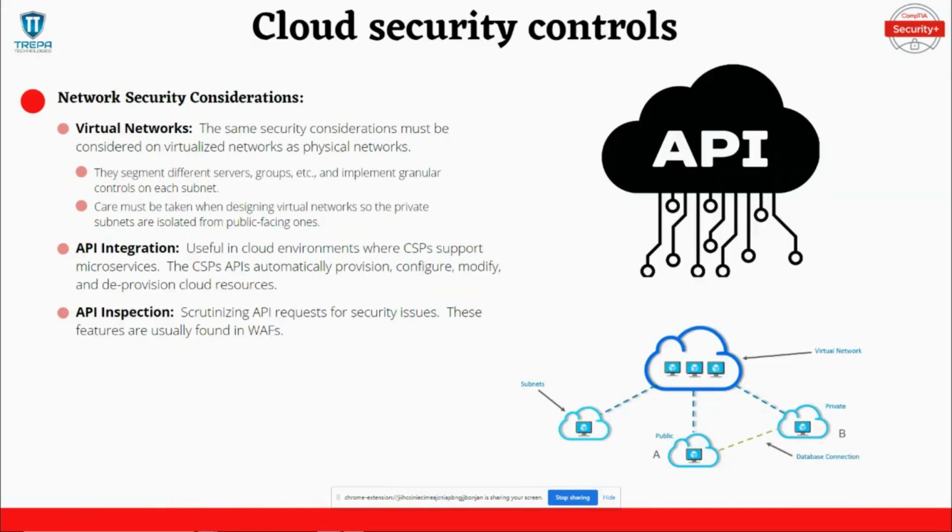The cloud also has network considerations we must take into account. We must implement segmentation in our virtual networks based on our organization's security policies. We can segment different virtual machines in our cloud based on groups or subnets, same way we would do on-prem.